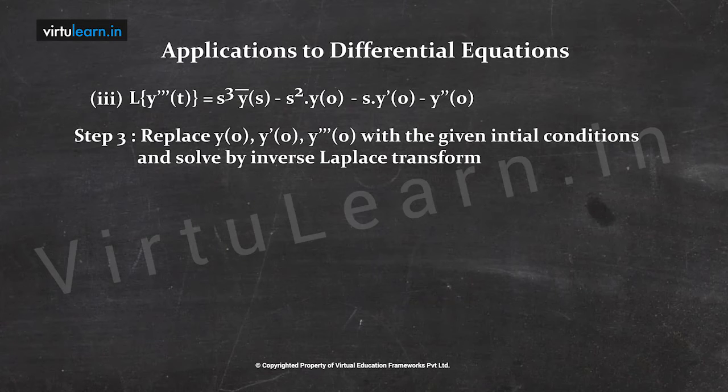Now step 3. Replace y of 0, y dash of 0, y double dash of 0 with the given initial conditions. This is step 3, and then solve by inverse Laplace transform. That's it. These three steps are very important. After substituting these initial conditions, how to apply the Laplace transform and inverse Laplace transform, how to use that, I will explain in the problem. These three steps are the only important ones.